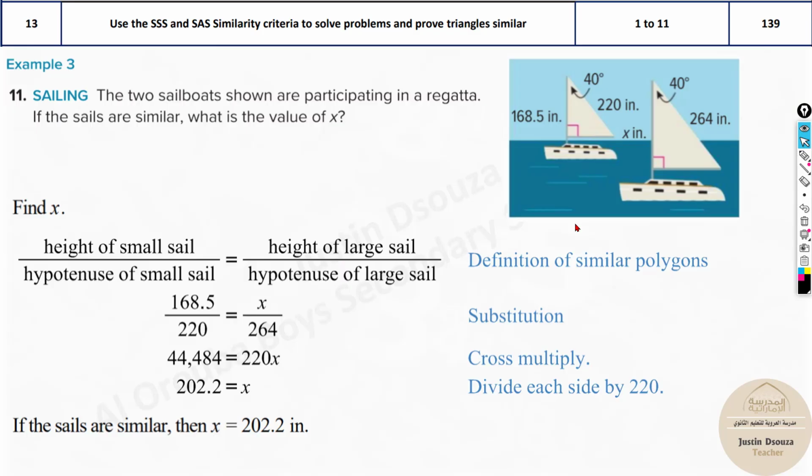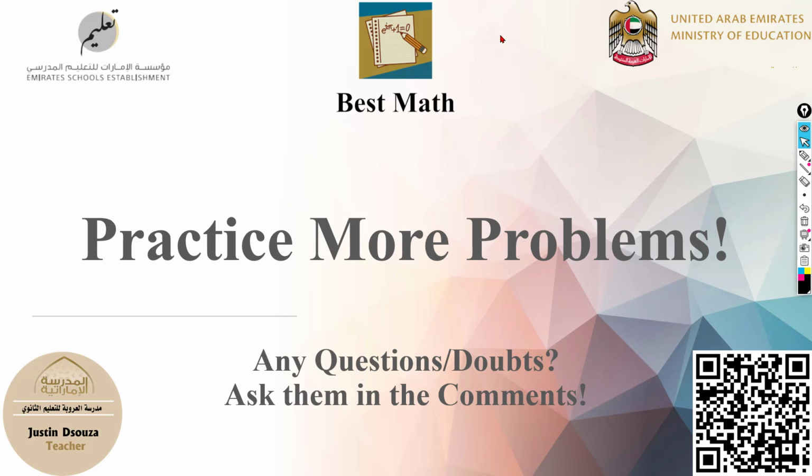They're very straightforward. If they mention they are similar, don't even bother to find similarity. But if they're not, then first find the similarity and check, and then go on to solve. That's how we solve this. That's the end of this topic number 13.